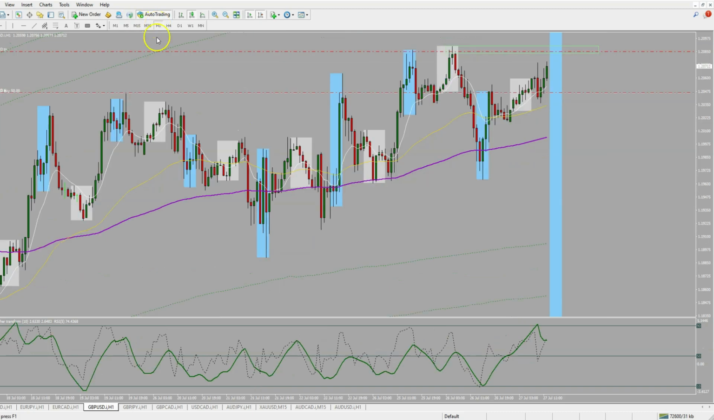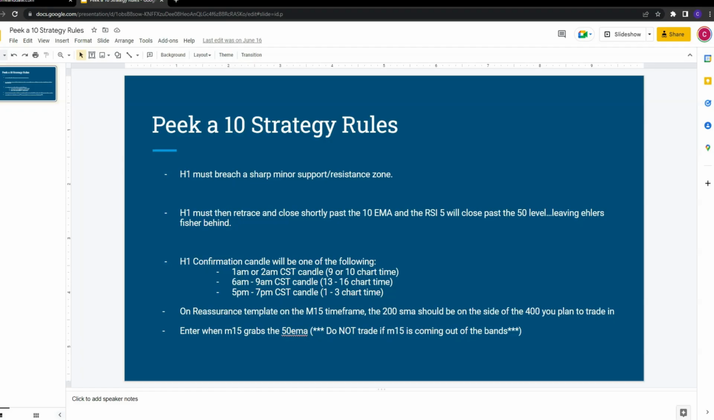We're going to break this trade down. This is my peak of 10 strategy, and let's go over those strategy rules so you can see why I took this trade specifically. So here's a breakdown of my peak of 10 strategy.